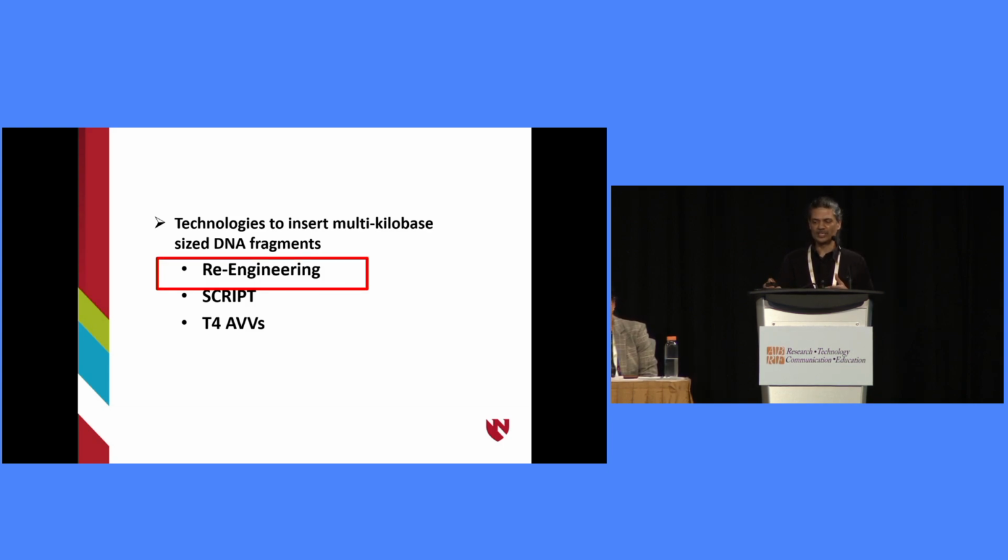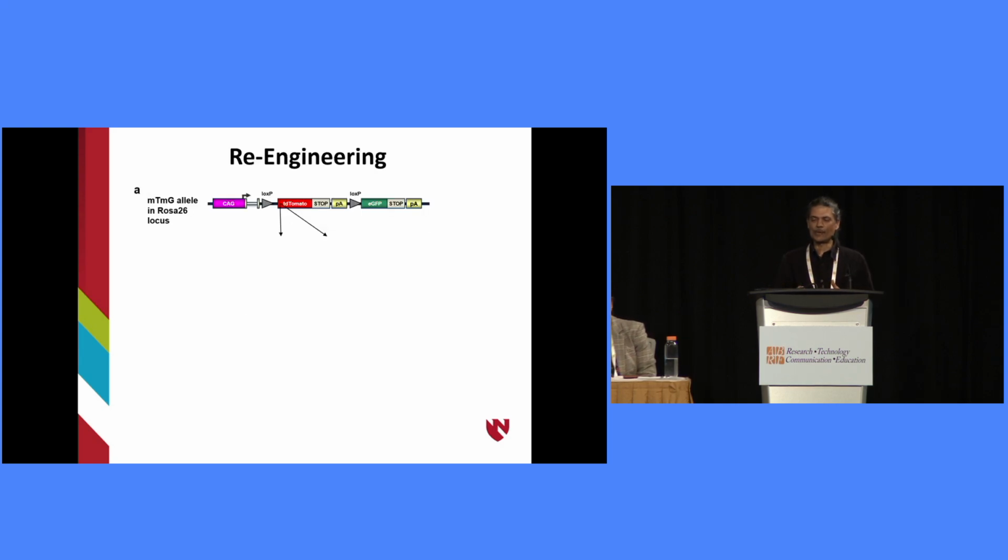I'm going to talk about re-engineering, which I actually changed that name to recreating, which I'm going to talk to you about in a minute. So I'm sure many of you have heard about a classical Rosa knock-in mouse called the mTmG mouse that has a tdTomato, a red-colored fluorescent protein, that is driven by the CAG promoter, and which is floxed. Floxed means it has 2 loxP sites, and once you breed this mouse with a Cre, the GFP gene expresses. It is like a traffic light reporter mouse.